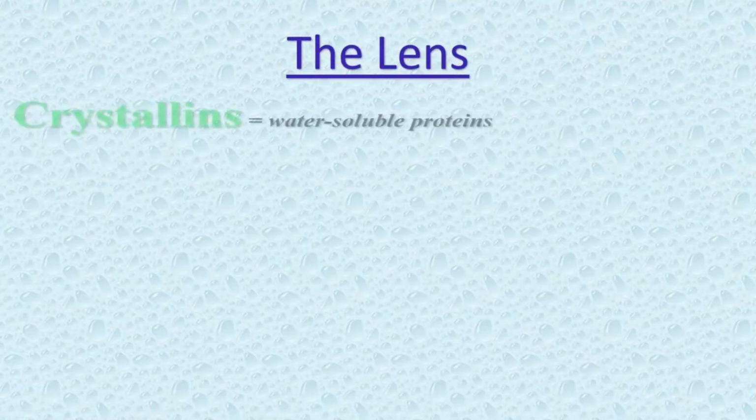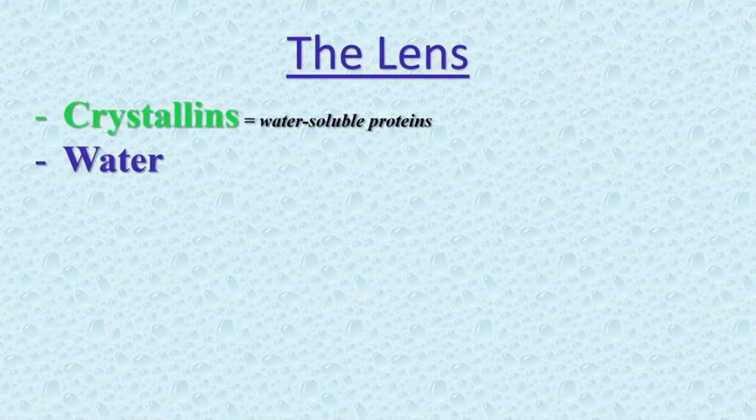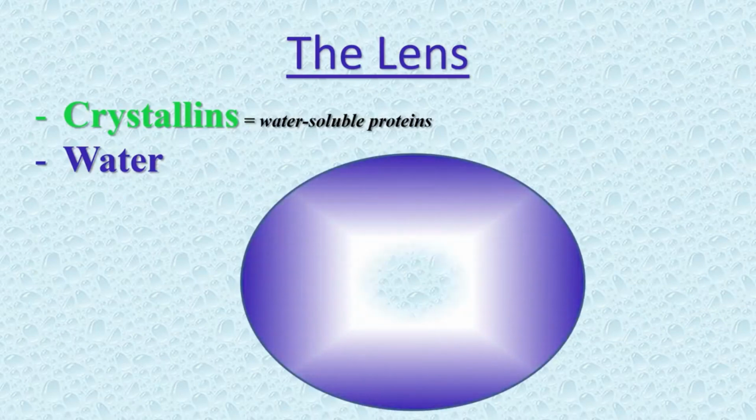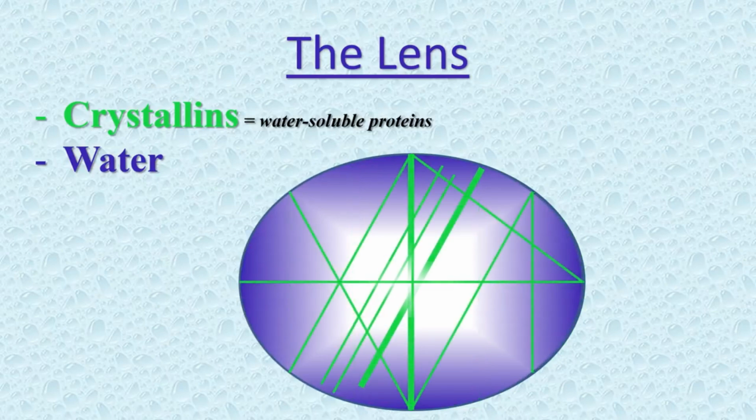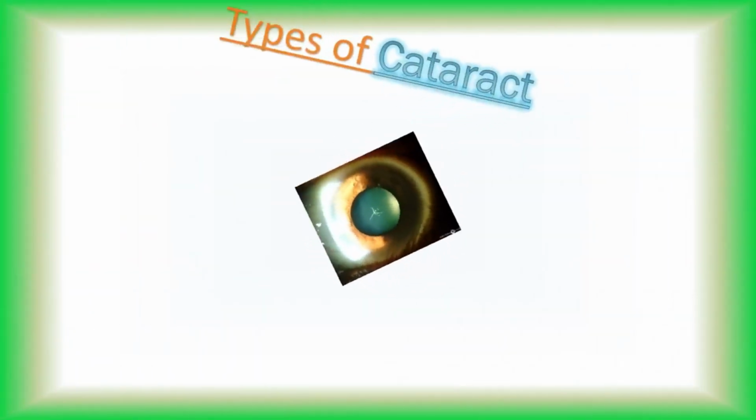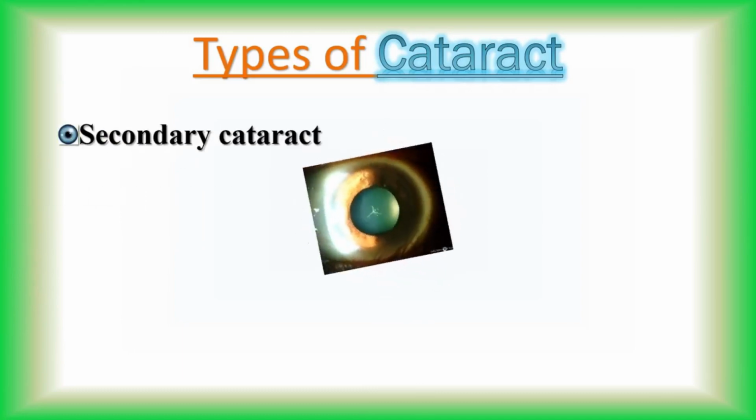The lens is made mostly of crystallins and water. Crystallins are water-soluble proteins that compose over 90% of the protein within the lens. The protein is arranged in a precise way that keeps the lens clear and lets light pass through it. In cataracts, some of the protein may clump together, resulting in clouding of the lens. This process happens gradually. While most cataracts are related to age, there are also other types of cataract.